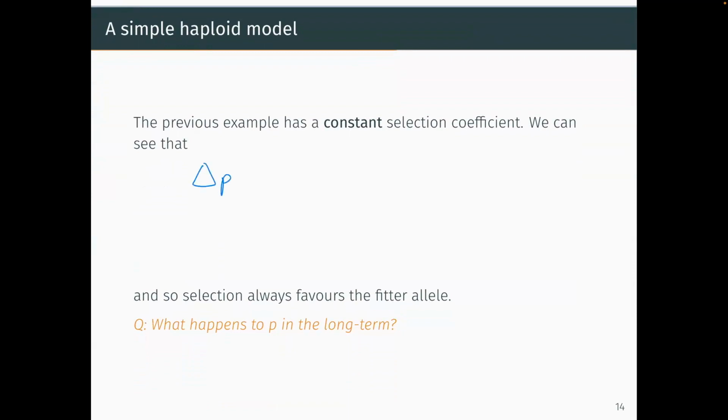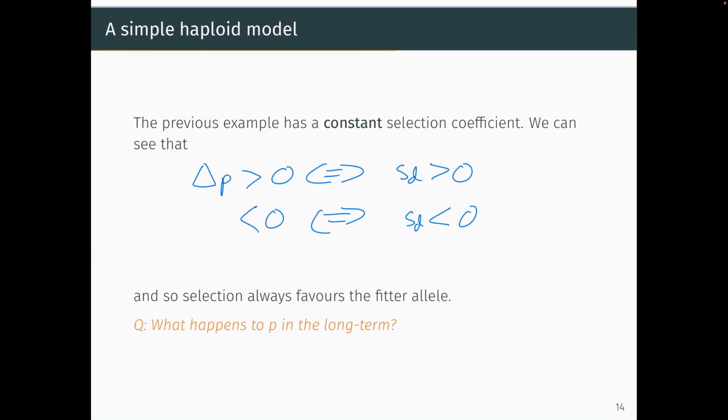It should be pretty obvious that the change in one generation of the frequency of allele capital A is only going to be positive if the selection coefficient is positive, and vice versa. It will reduce in frequency when the selection coefficient is negative. That's intuitively and mathematically fairly obvious. So selection always favors the fitter allele. The question is, what happens to P, our frequency of allele A, in the long term, depending on the sign? What's going to happen to P?